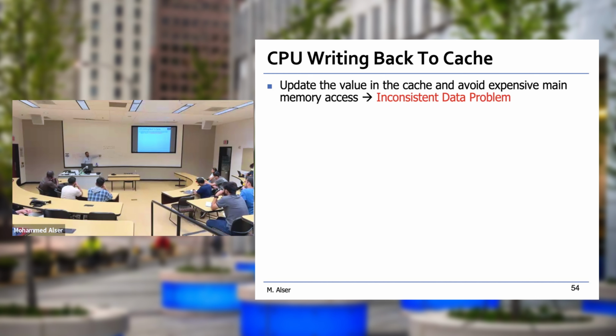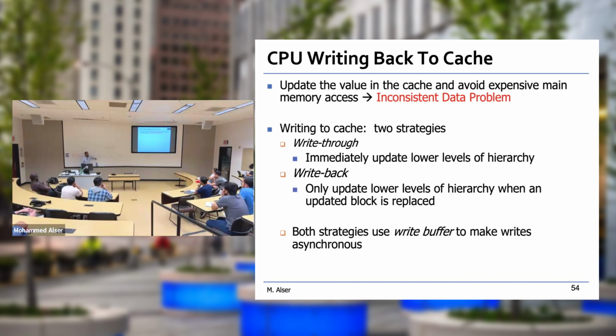If we don't do so, and there are multiple copies in each of those caches, then we will have that problem, which is inconsistent data. This one is updated, this one was not updated. What's in DRAM and storage was not updated. To solve that, there are two ways, either write through or write back. And you can probably guess what is happening from the name.